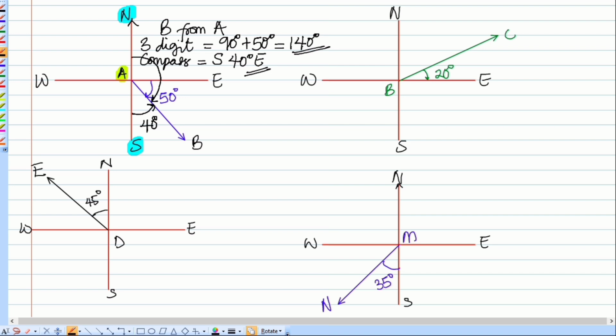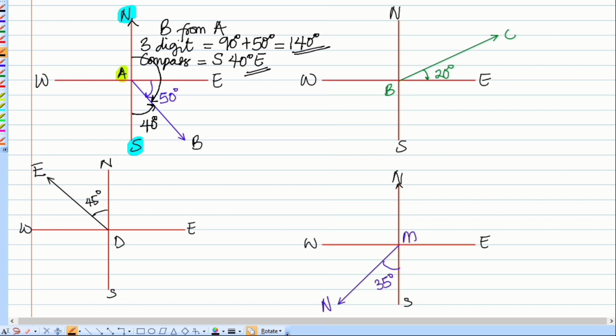So you see that these two things are representing the same thing, but the first one is 3 digits. In 3 digits, we just care about the whole angle that has been turned, which is 140 degrees. But in compass method, we are checking the angle that is formed between the line and the south or the north. So that will be it. Okay, try the next question. You may decide to pause this video and try the next question.